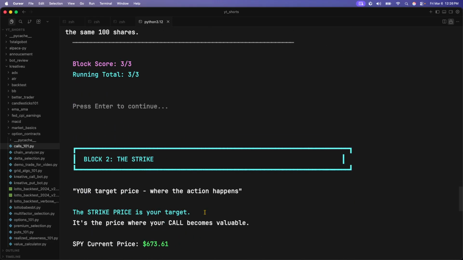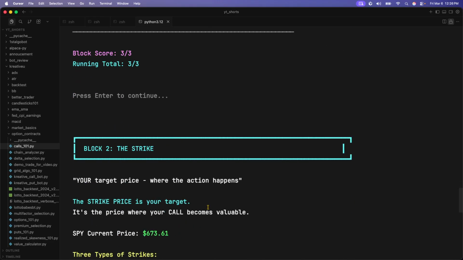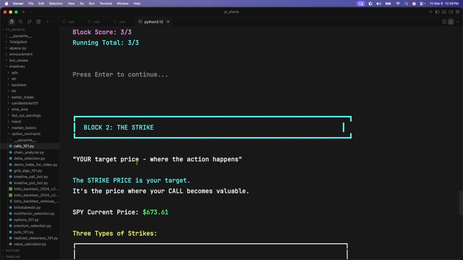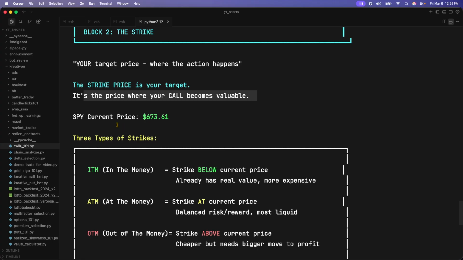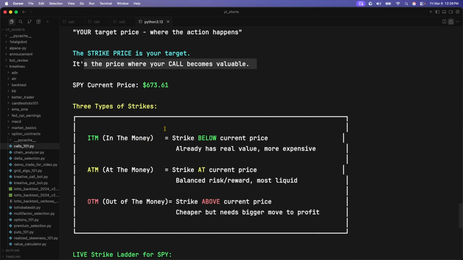The second block is going to break down the strike price. So your target price, where action starts to happen. So the strike price is our target price. It's the price where the call becomes valuable. The current price of the call is 673.61. Now there's 3 types of strikes, right? Now we have in the money, or ITM. This is the strike below the current price, already has real value, more expensive.